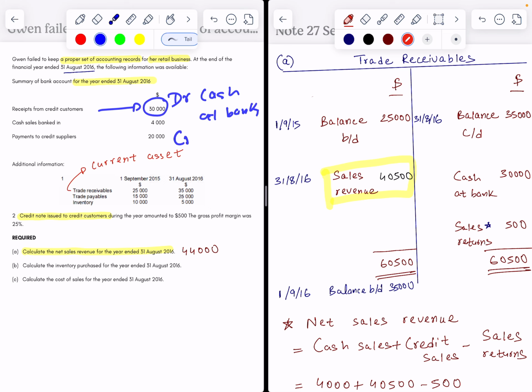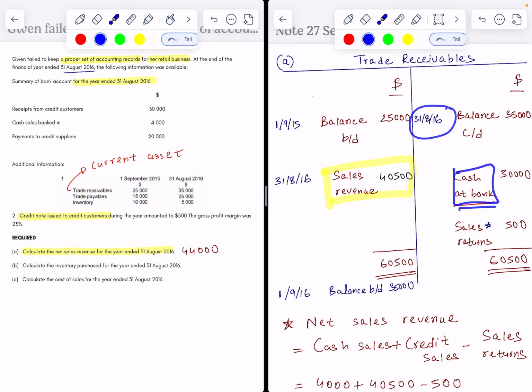Simultaneously, we will credit the account for trade receivables, TR in short, which I've written here. The reason being, trade receivables are originally our assets, but once they have made the payment, they are no longer our assets, right? Which means assets are going down in value, and to reflect that reduction, we have to credit trade receivables. This means the ledger account of trade receivables on the credit side should show cash at bank as a cross-reference, at 31st of August 2016, and that is $30,000, okay?